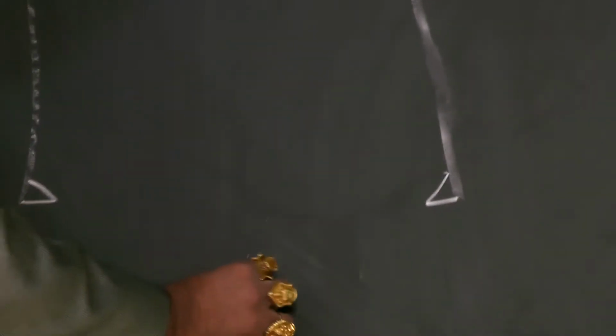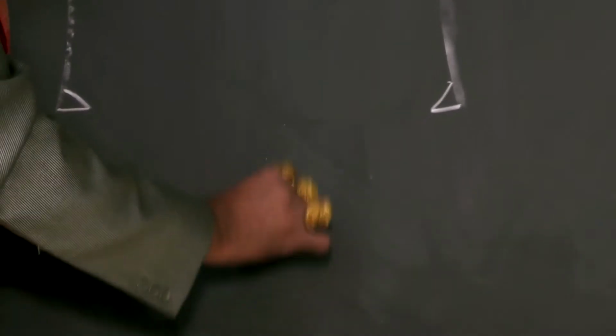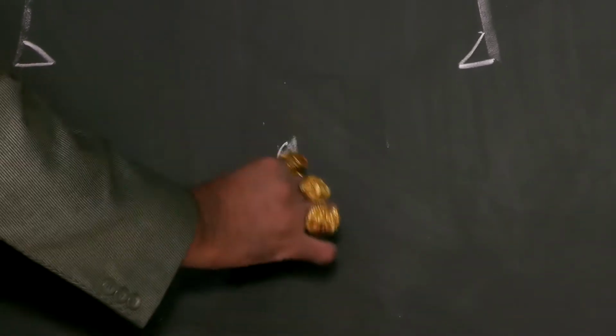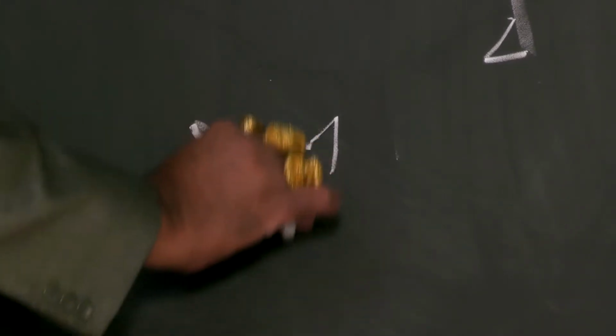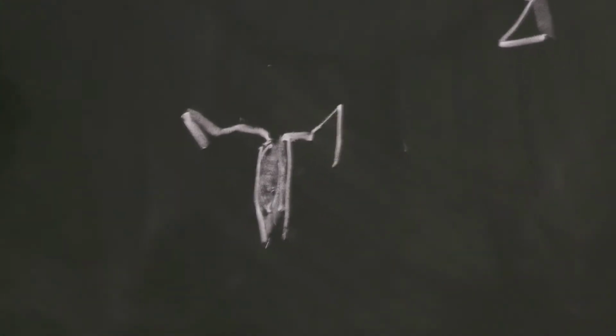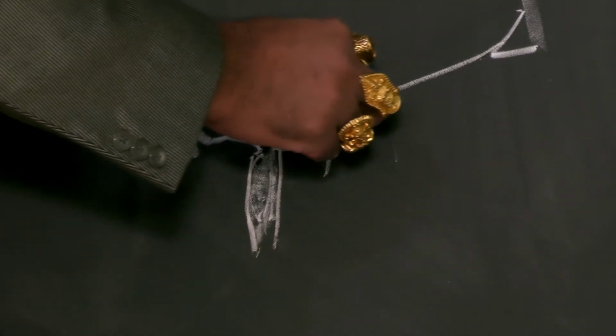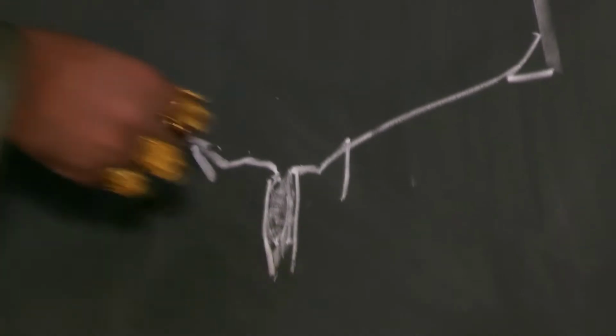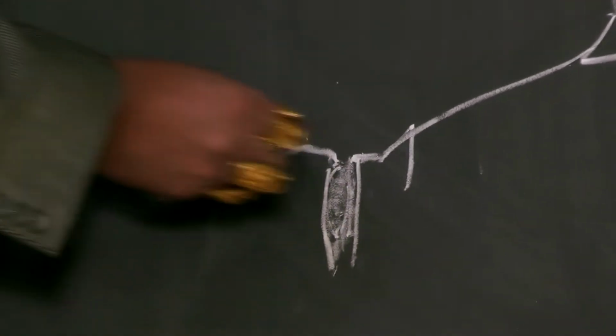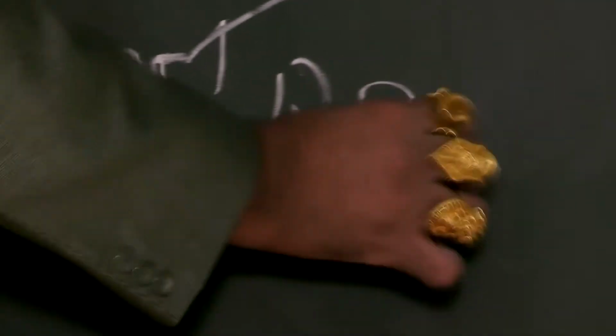Now in the center we have the pubic symphysis. Here we have the pubic crest and the pubic tubercle. This is the pubic symphysis. Now we have got the inguinal ligament. The inguinal ligament runs from the anterior superior iliac spine to this pubic tubercle.